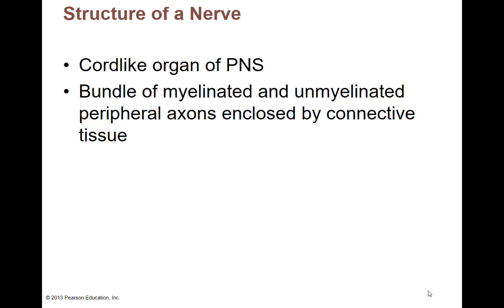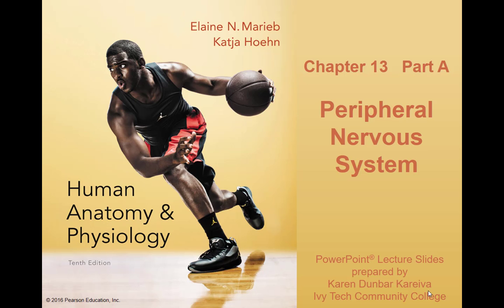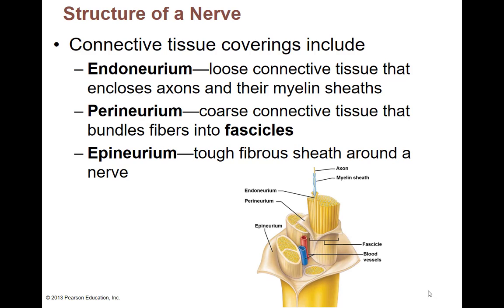Now, structure of a nerve. It is a cord-like organ. It's round, it's like a big cord. It's a bundle of myelinated and unmyelinated axons that are all enclosed by different types of connective tissue. Now, I think I only have 3 prefixes that reference this slide. Epi, peri, and endo. Here you go. Epi, peri, and endo. They're all on here. Endo means like the most inside. Epi means on the outside, and peri means around.